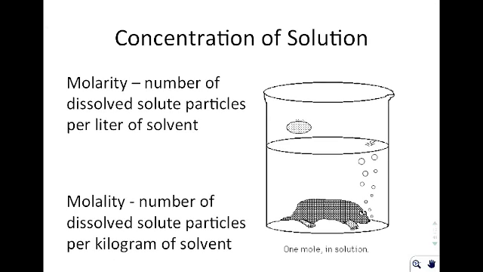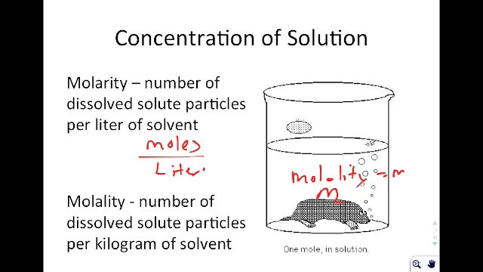Now, whenever you're talking about a solution, there's multiple ways to express the concentration, but the most common ones are molarity and molality. Molarity is the number of solute particles dissolved per liter of solvent. Generally speaking, we would calculate the molarity as moles over liters. The molality, generally a lowercase script m, is equal to moles divided by kilograms of solvent.